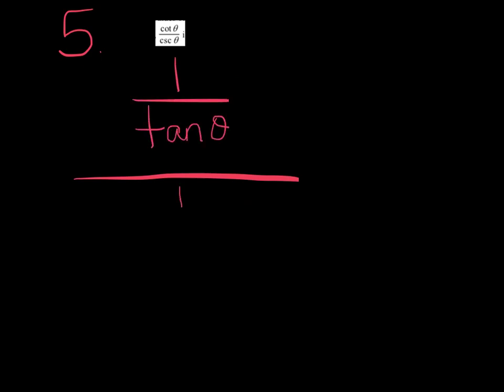All right, let's try another one. Cotangent divided by cosecant. So again, I'm going to rewrite each of these. Now cotangent, you could be thinking 1 over tangent. And cosecant, you could be thinking 1 over sine. But I don't know.